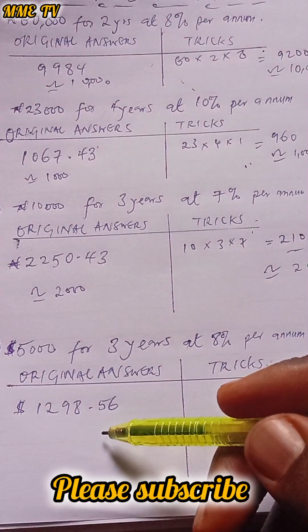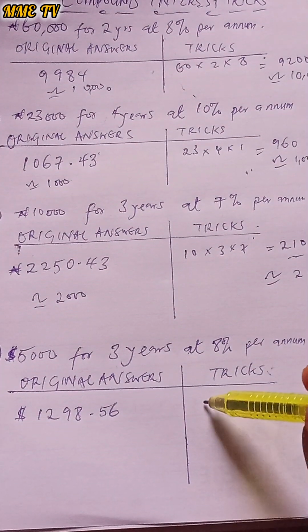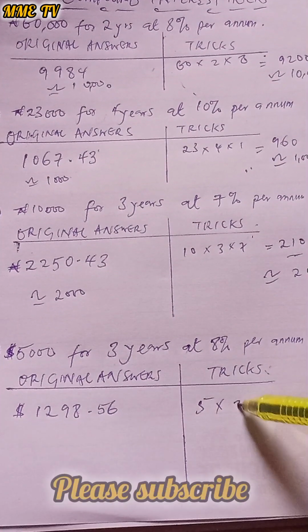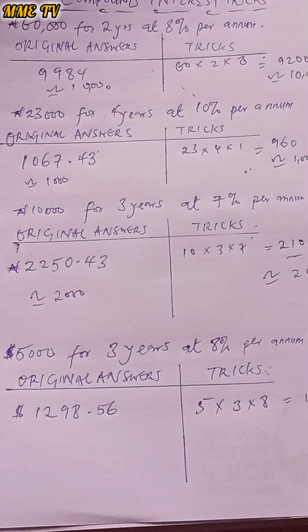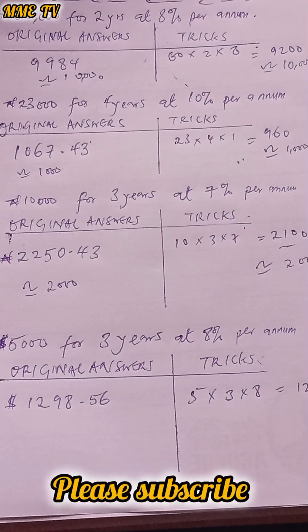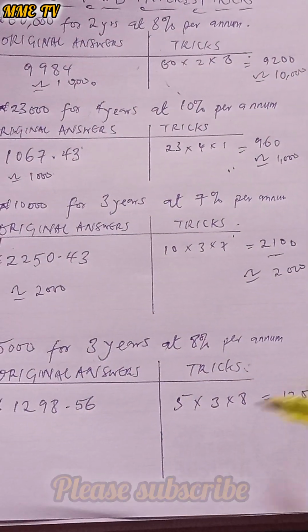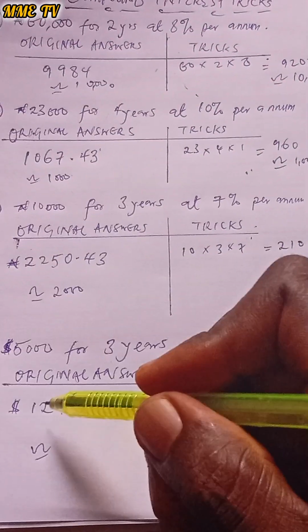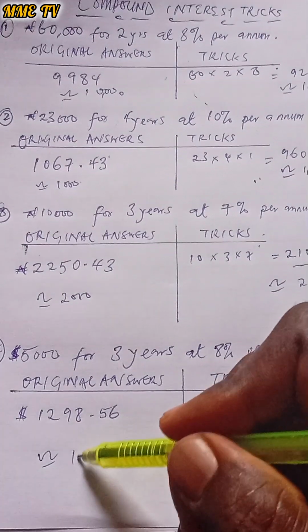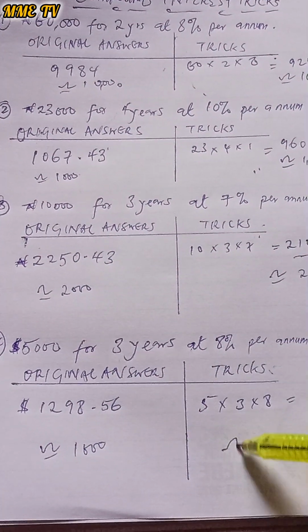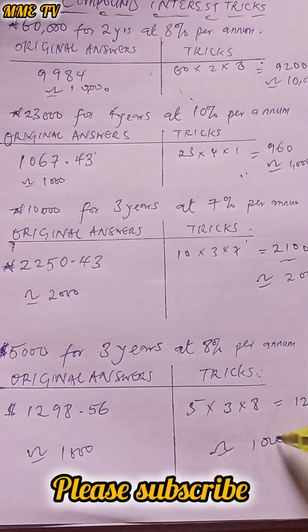Then if I still do the same thing here, you will see that it will be 5 multiplied by 3 multiplied by 8, which means that what I'll be having is going to be 1, 2. Then here is going to be this. The approximated value of $1,298 is going to be 1,000.